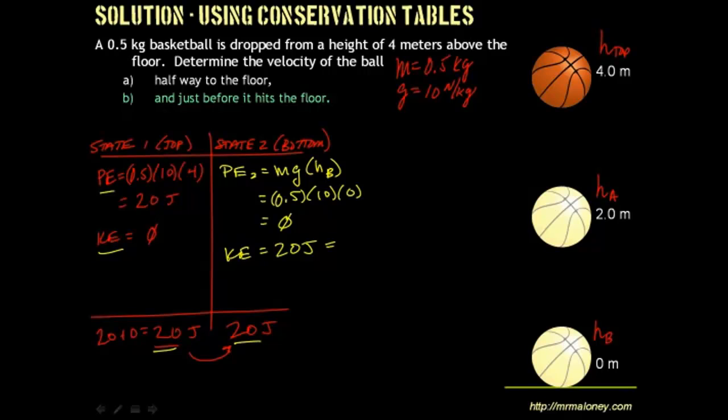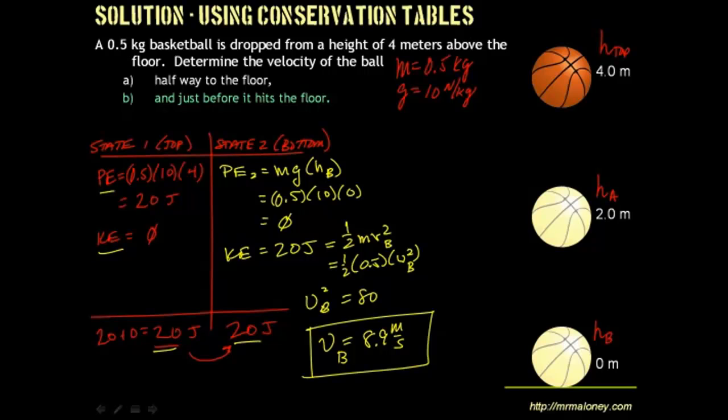We can set the kinetic energy equal to 1/2 mv squared, like we did in part A, plug in our numbers, do a little bit of algebra, and we get that the velocity squared at the ground state equals 80. So the velocity at the ground state is equal to approximately 8.9 meters per second.